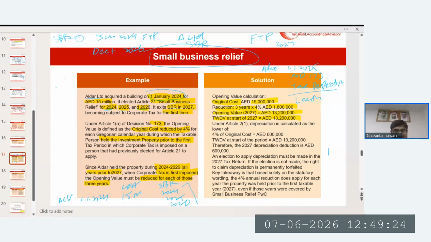You file the full return, even though you are eligible for the SBR because your revenue is less than 3 million, but you file the full return and you have unutilized interest due to the limitation rule. Okay, in 25 we applied the SBR, in 26 we applied the SBR. Now the interest limitation rule says carry forward for the next 10 years, which would mean 25 is gone, 26 is gone, balance 8 years. No, the law is saying it will remain 10 years. These 2 years of the SBR will not be counted in the threshold of 10 years.